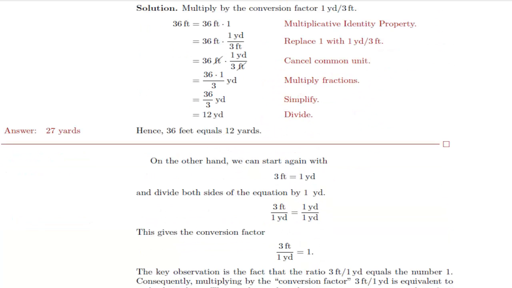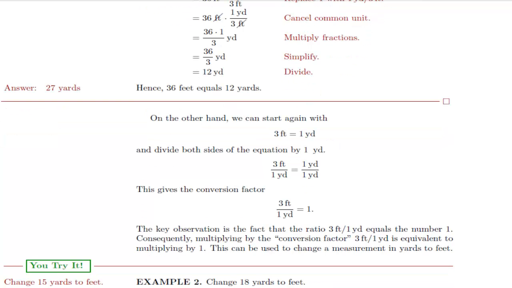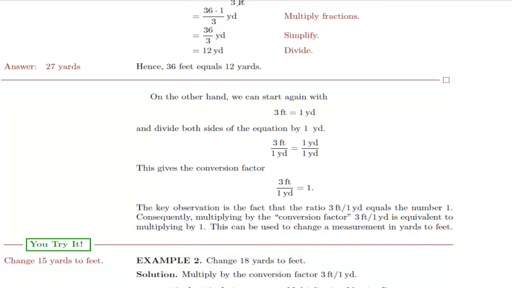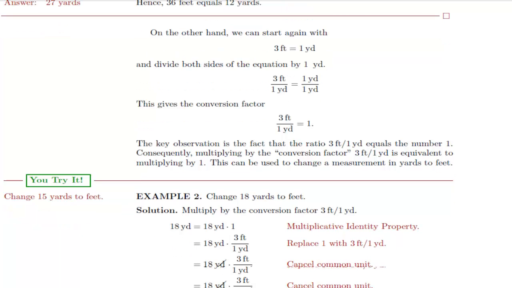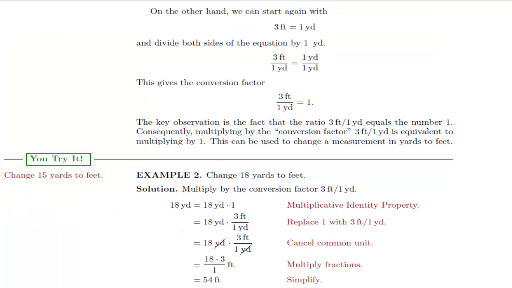On the other hand, we can start again with 3 feet equals 1 yard, and divide both sides of the equation by 1 yard. So on the left, 3 feet divided by 1 yard equals 1 yard divided by 1 yard on the right. This gives the conversion factor 3 feet over 1 yard equals 1. The key observation is the fact that the ratio 3 feet over 1 yard equals the number 1. Consequently, multiplying by the conversion factor 3 feet over 1 yard is equivalent to multiplying by 1. This can be used to change a measurement in yards to feet.